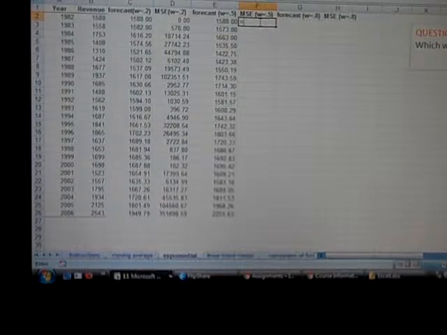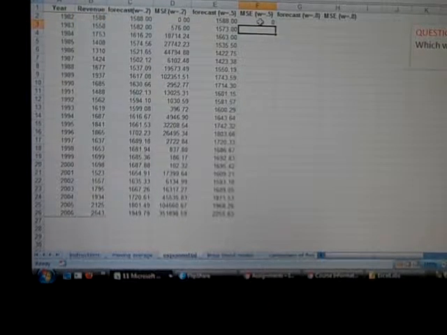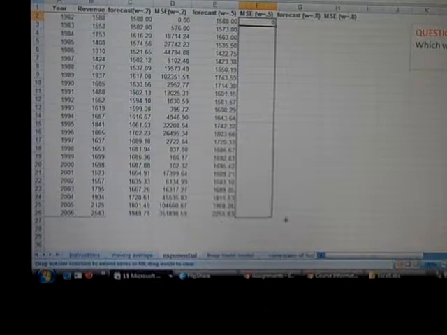And then to find your MSE, it's really simple, like you did before with the weight, with the moving averages. You just go B2 minus E2 in parentheses, and squared. Okay, and then you just drag this down.